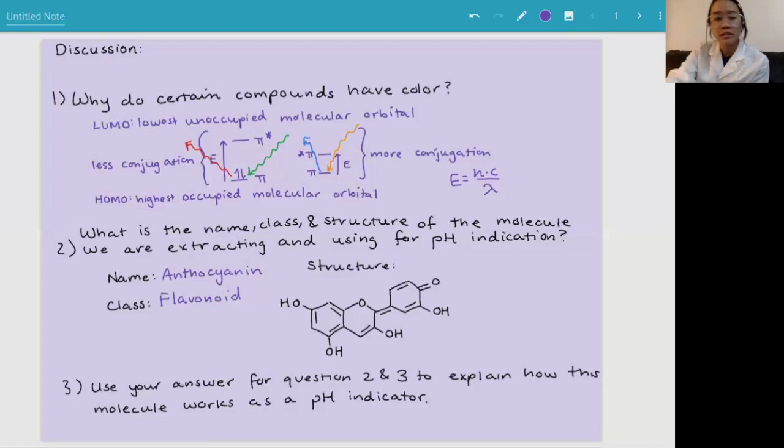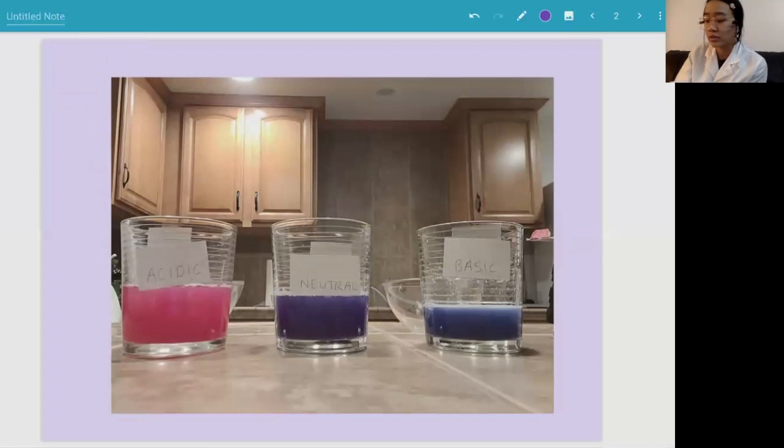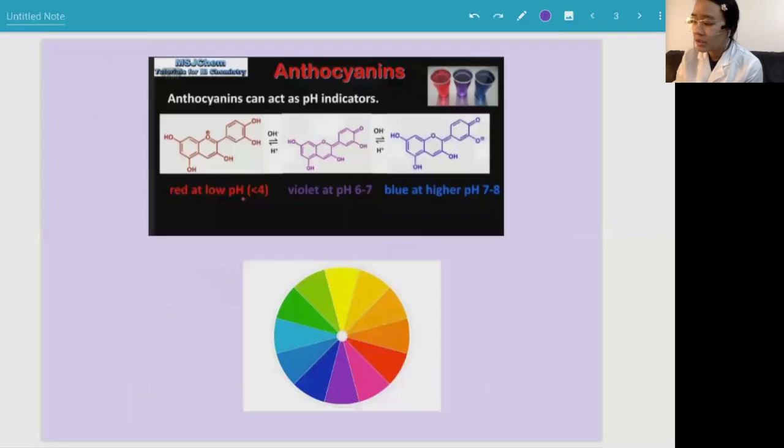So as a reminder, this is what our final result looked like, where the acidic was pink, the neutral was purple, and the basic was blue for the most part. So we can use this image to explain that depending on the pH of the solution, the structure will change, and the structure changes the conjugation, which changes the wavelength absorbed and the wavelength emitted. So we see here first on the right, basic conditions.